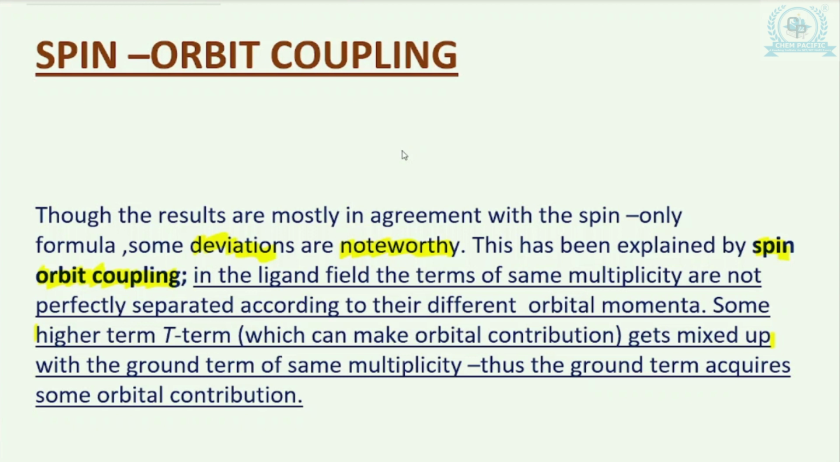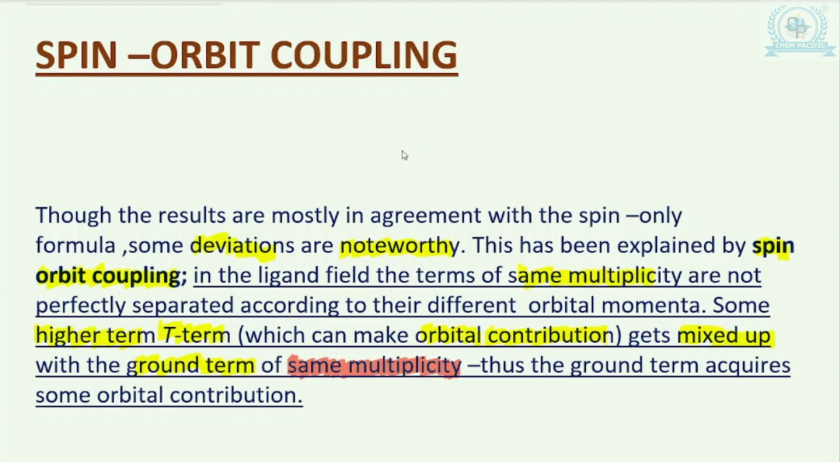यहाँ पे I have given you that in the ligand field, the terms of the same multiplicity are not perfectly separated according to their different orbital momentum. Some of the higher terms, which are actually capable of making the orbital contribution, get mixed up with the ground state term. And also remember, सबसे important बात है, जो दोनों high excited state और जो ground state होंगे, दोनों का same spin multiplicity में होना बहुत ही compulsory है.